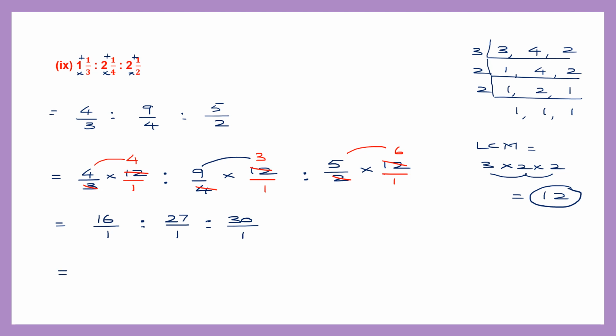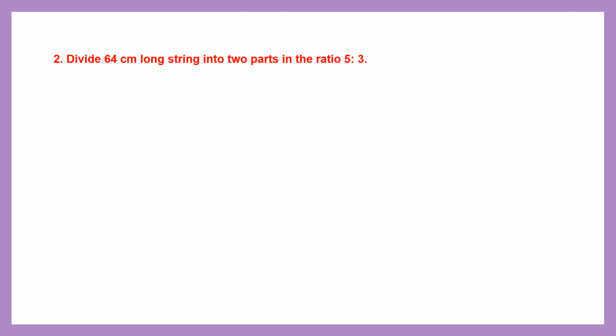Now here 16 by 1 is 16, is to 27 by 1 is 27, is to 30 by 1 is 30. So this is my final answer, which is 16 is to 27 is to 30.